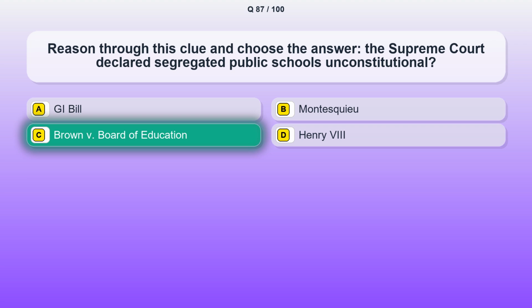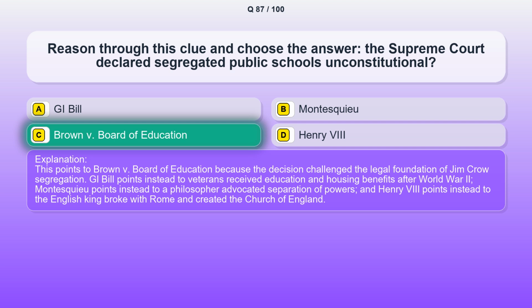The correct answer is option C, Brown v. Board of Education. This points to Brown v. Board of Education because the decision challenged the legal foundation of Jim Crow segregation. GI Bill points instead to veterans received education and housing benefits after World War II. Montesquieu points instead to a philosopher advocated separation of powers, and Henry VIII points instead to the English king broke with Rome and created the Church of England.